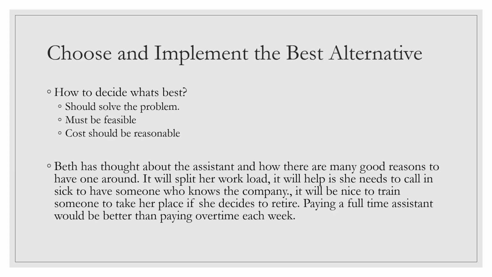Choose and implement the best alternative. How to decide what's best. It should be able to solve the problem, must be feasible, and costs should be very reasonable. Beth has thought about the assistant and how there are many good reasons to have one around. It will split her workload. It will help if she needs to call in sick and to have someone who knows the company. It will be nice to train someone to take her place if she decides to retire. Paying a full-time assistant will be way better than paying overtime each week.